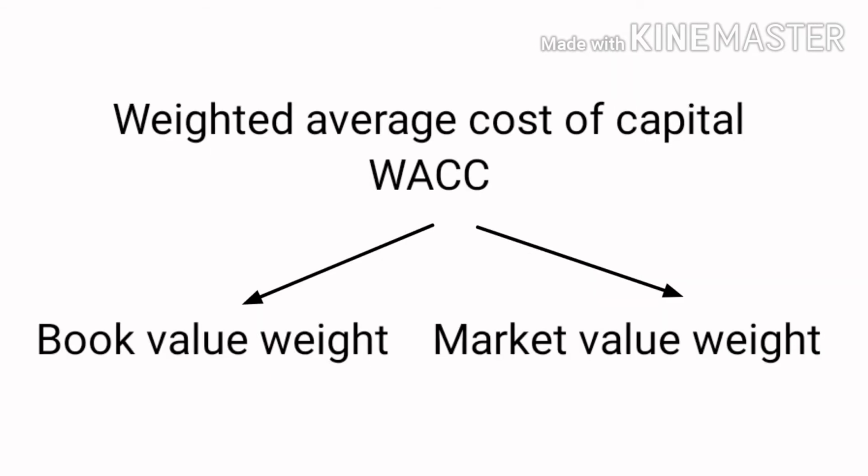Now we already found out the cost of different components of capital, that is equity share capital, preference share capital, debenture, and reserve and surplus. Now we need to find out the weighted average cost of capital. Weighted average cost of capital can be found out using book value method and market value method. First we will try the book value method.